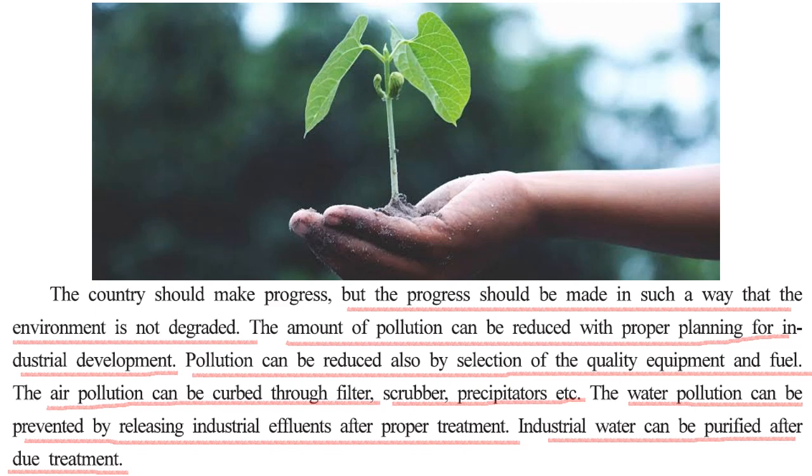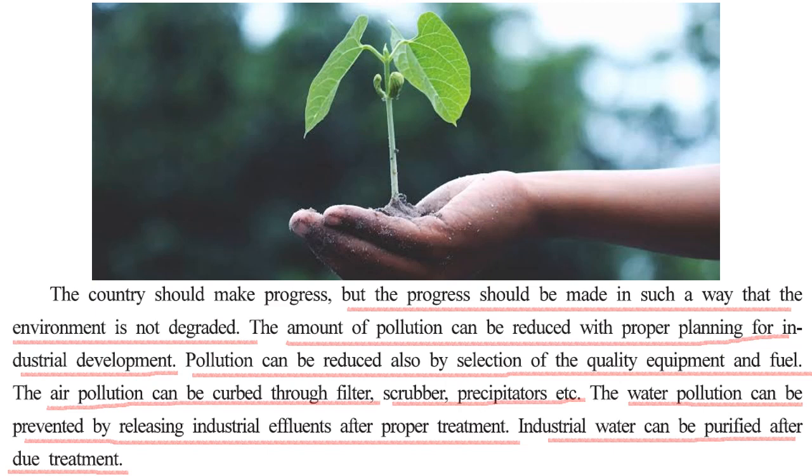Air pollution can be curbed through filters, scrubbers, precipitators, etc. That means when our chimneys emit polluted air into the atmosphere, at that time we can filter that air. We can use scrubbers to absorb all the pollutant particles, or precipitators which remove the pollutant particles from the air, and then emit the fresh unpolluted air into the environment.